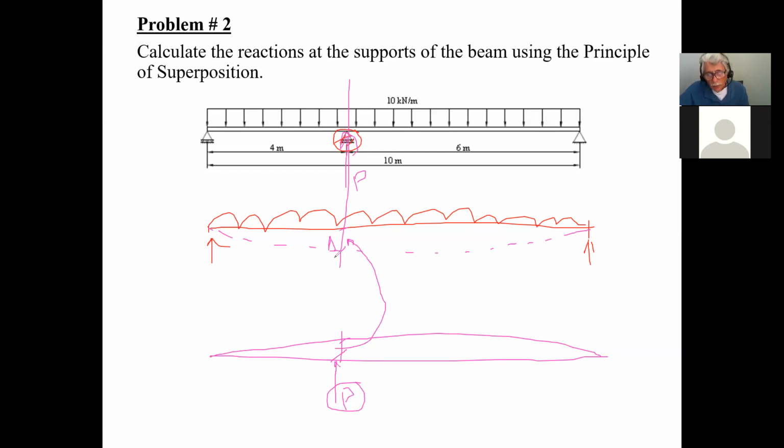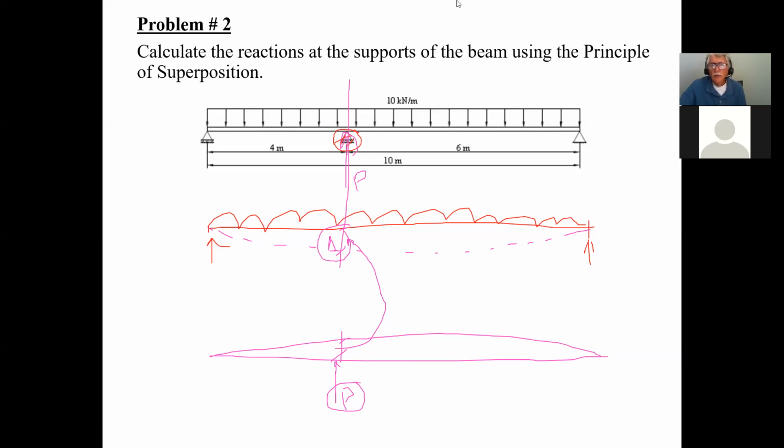And of course, the beam formulas simplify our lives in calculating this deflection caused by the uniformly distributed load. We also calculate what force I need here to bring this deflection up to equivalent to that one, and then I can actually solve for P.